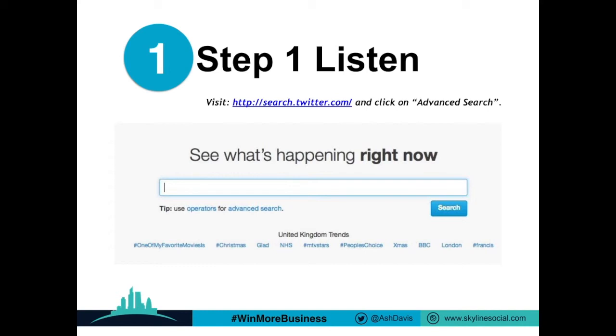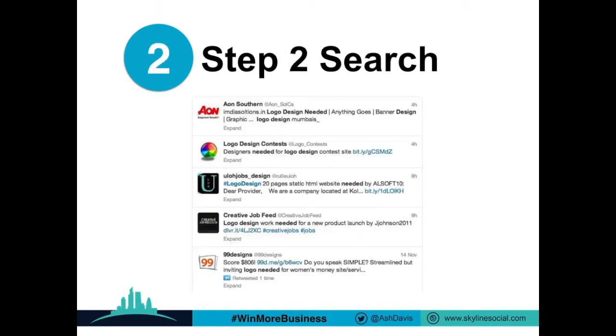So once again, you can use the search box on search.twitter.com and click on advanced search, and then you'll be able to type in different keywords and locations and things like that, which would be related to your target audience. Say, for example, you're a graphic designer and you're looking for people or businesses that are looking to get a new logo design. You could type in the keyword with quotation marks, "logo design needed", and it will give you a list of different people that are talking about the keyword logo design needed.